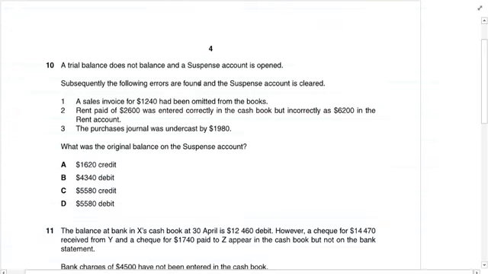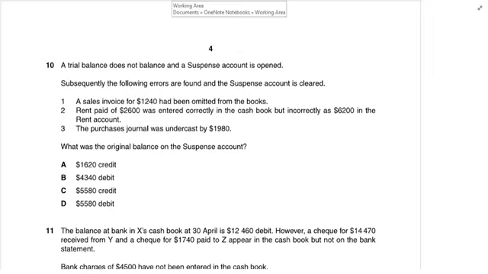Right, we look at the first error. A sales invoice for 1,240 had been omitted from the books. That's an error of omission. No suspense involved there. We simply have to record that. So you debit your trade receivables $1,240. Then we credit our sales with the same amount, 1,240.